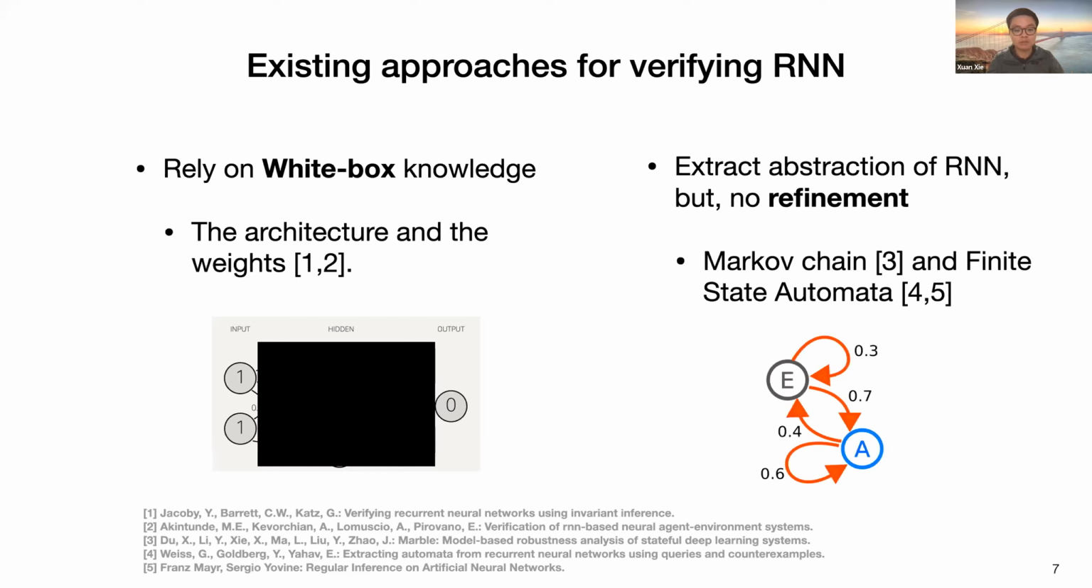Another line of work leverages the stateful nature of RNN to extract an abstract model from the network. For example, Markov chains and finite state automata to perform analysis. Nevertheless, they didn't conduct refinement to the abstract model, which means that their model is not precise enough for analysis.